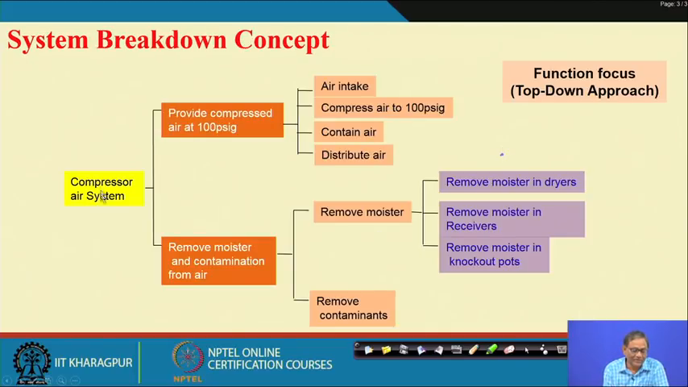You see, compressed air system. What is the purpose of this compressed air system? Provide compressed air at 100 psig, and remove moisture and contamination from air. These are the two things to be done. Now, when we talk about provide compressed air, these are the sub functions: air intake, compress air, contain air, distribute air. So, air intake, compress, contain and distribute.